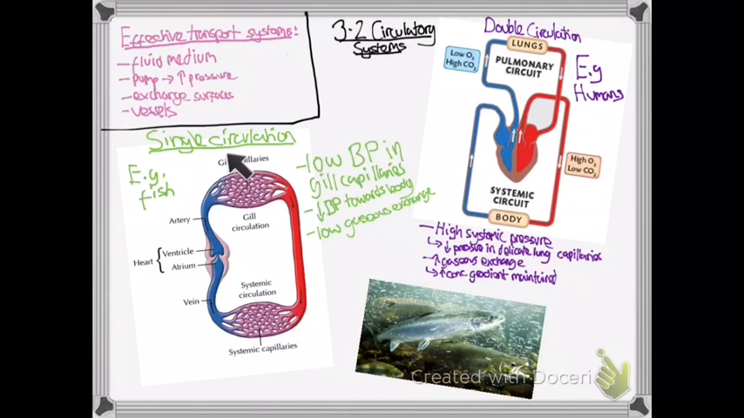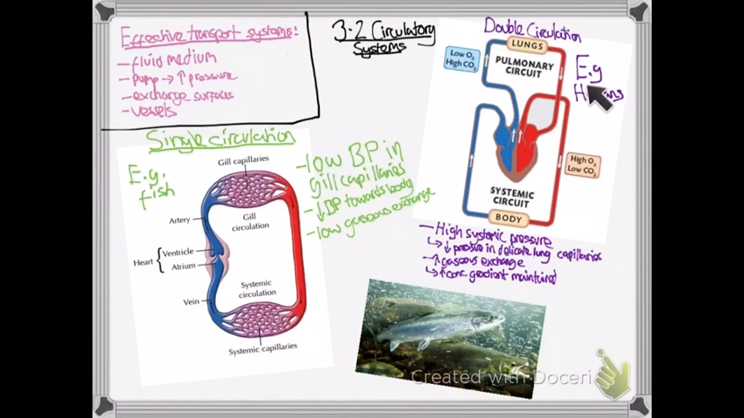So basically single circulation is not that efficient, and our more efficient one is double circulation, and that's what we've got. So I think we'd all like to consider ourselves more efficient than fish, and this is probably the basis of it all. It's our double circulatory system. So our example is humans.